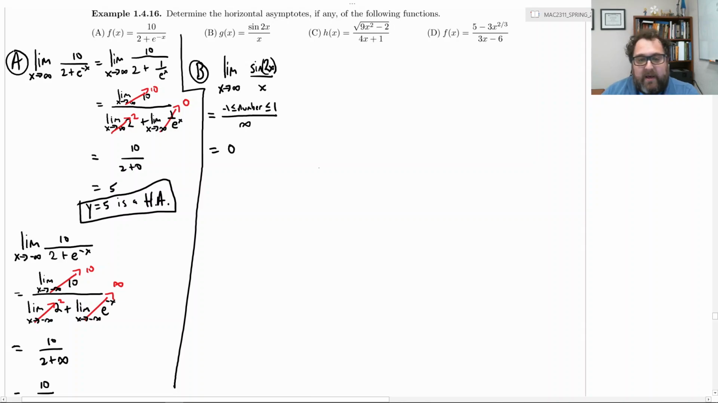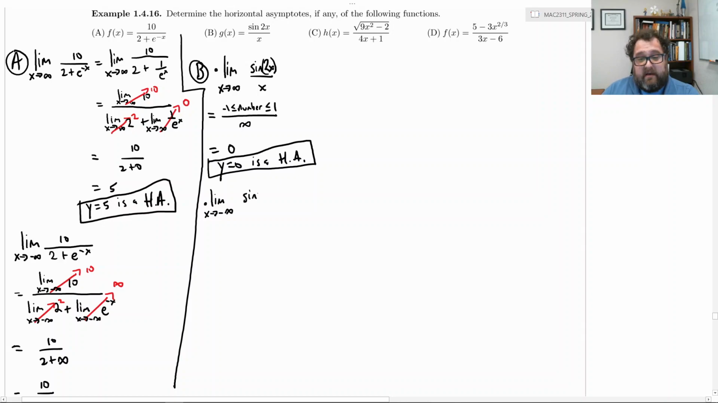Okay? By the way, this same argument works for the limit as x approaches negative infinity. Okay, so what's our conclusion? Our conclusion is y equals 0 is a horizontal asymptote. And the limit as x goes to negative infinity works the exact same way.